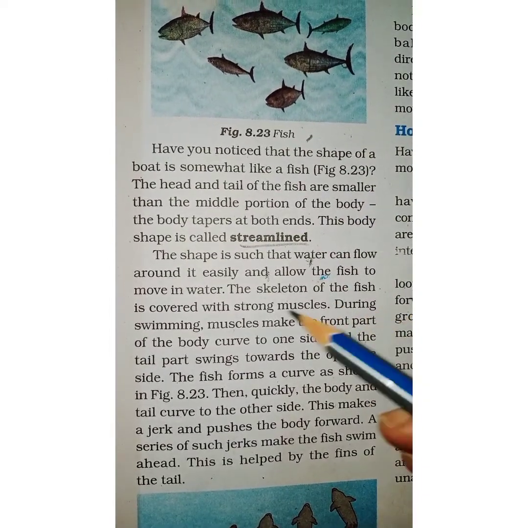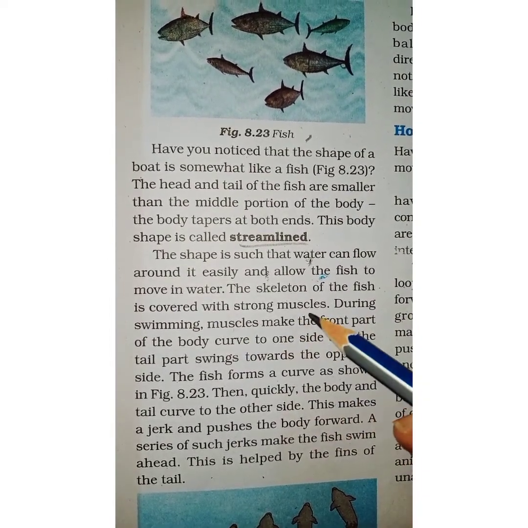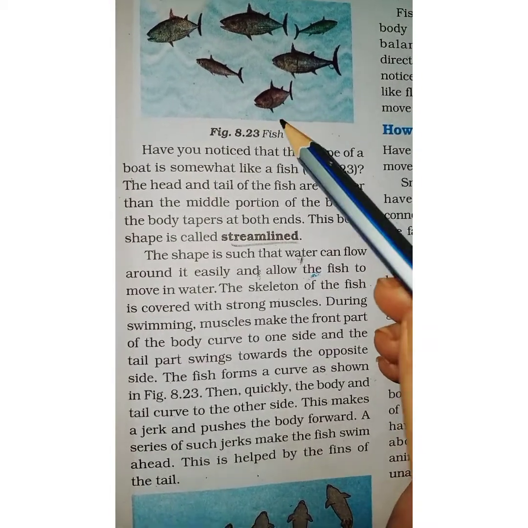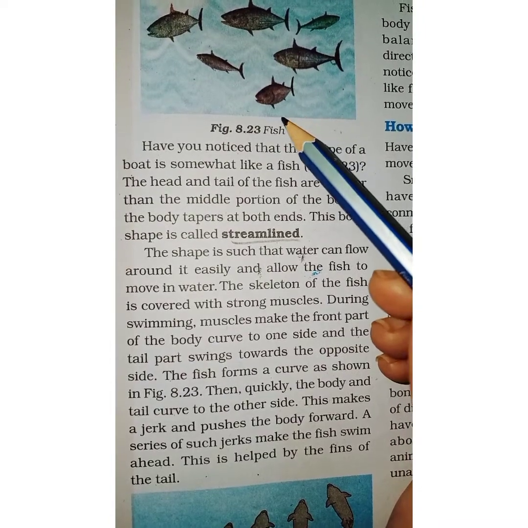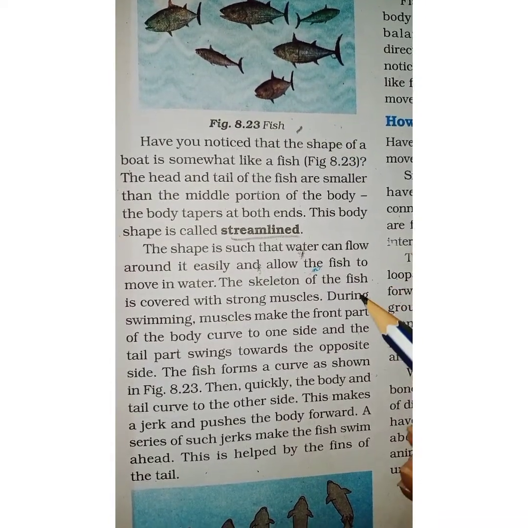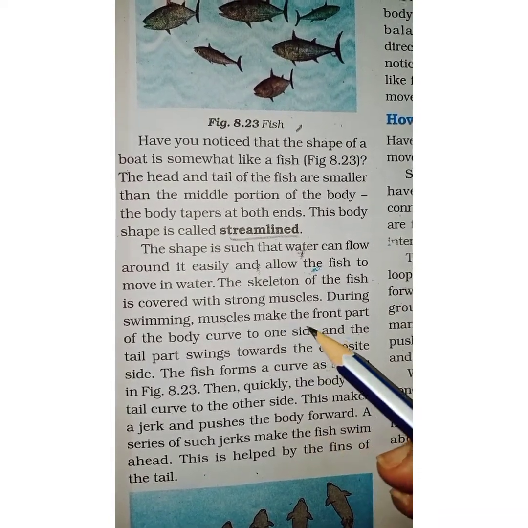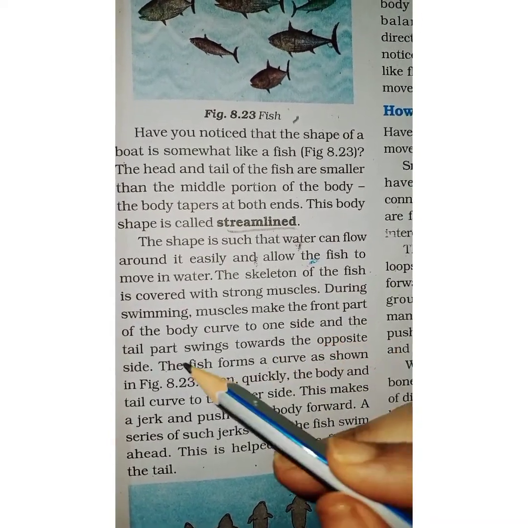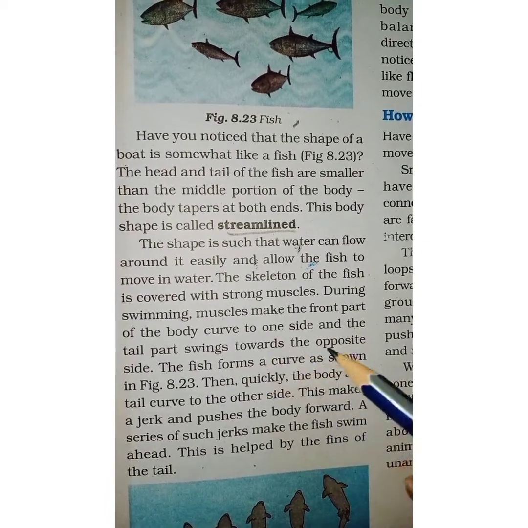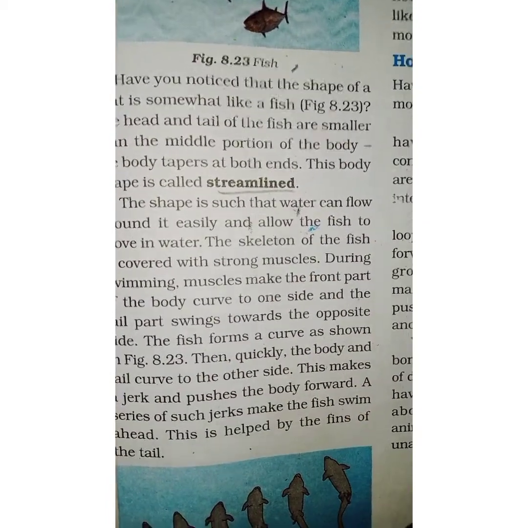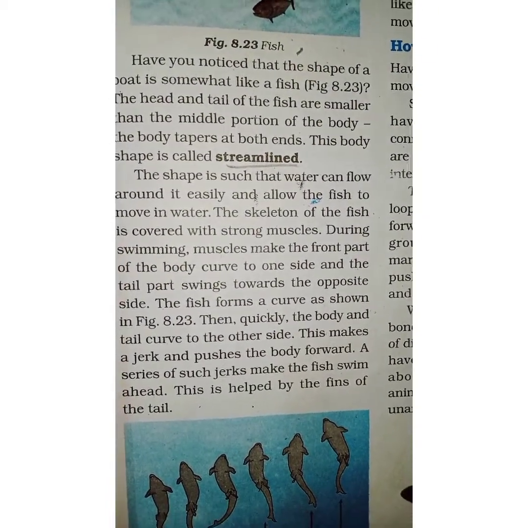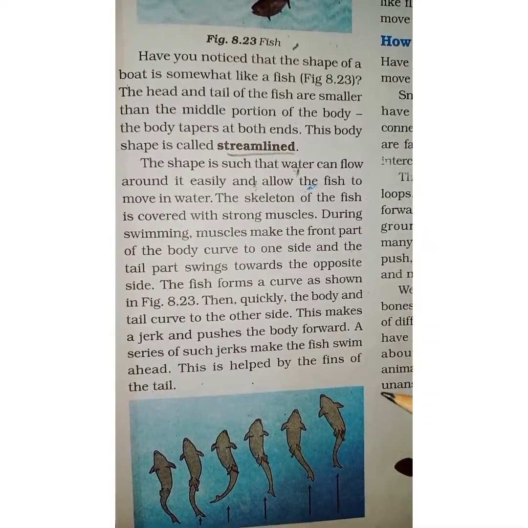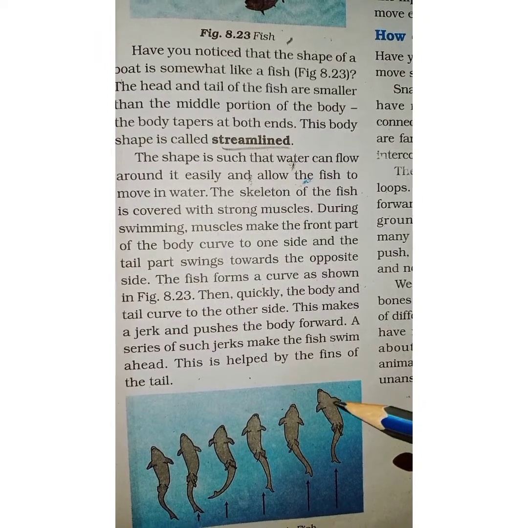The skeleton of the fish is covered with strong muscles. You cannot see the skeleton because it is inside. So how is it covered? It is covered with strong muscles. During swimming, muscles make the front part of the body curve to one side and the tail part swings towards the opposite side. So how is the swimming? As we all know, fishes swim. So how is it swimming? The muscles will make the front part of the body curve.